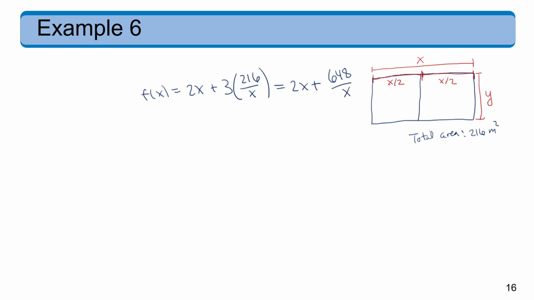Sorry, the recording got cut off right at the end of the last slide, but basically I was talking about simplifying this. So the second term, the 3 times 216, is 648. So now we have our simplified version of f. The next step is to minimize this function, find the absolute minimum.